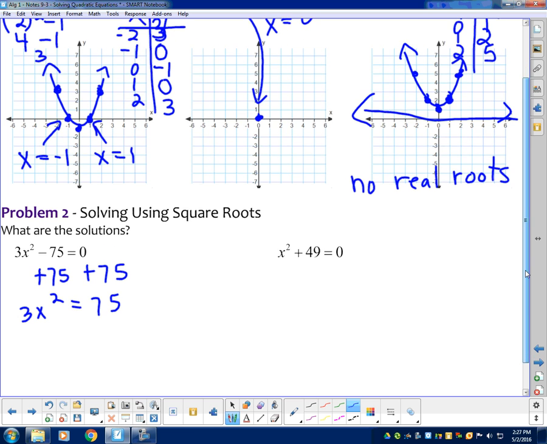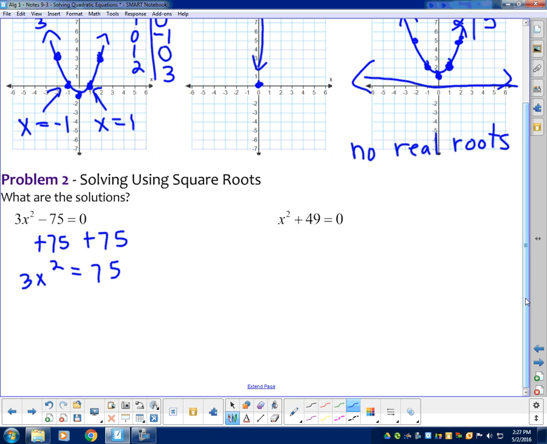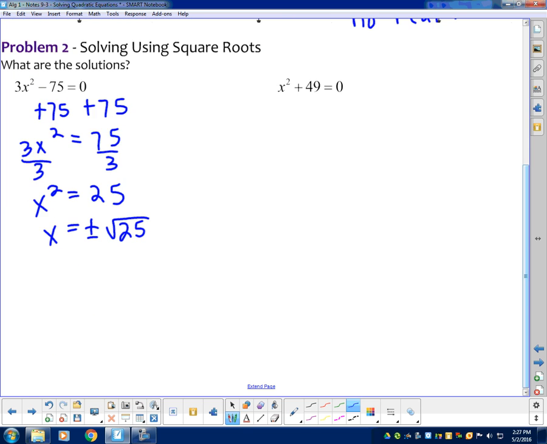Next step would be to divide each side by 3. So I have x squared equals 25. And because 25 is a perfect square, I can take x equals plus or minus the square root of 25, which gives me x equals plus or minus 5. And so I can circle that. That represents both of my roots. I have one root at x equals 5, one root at x equals negative 5.